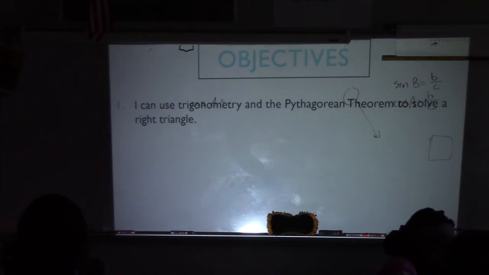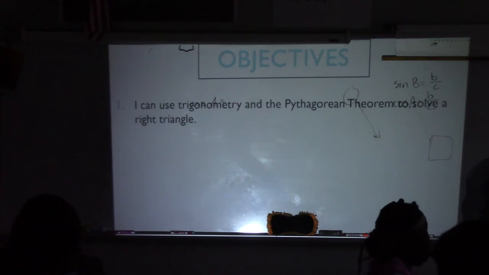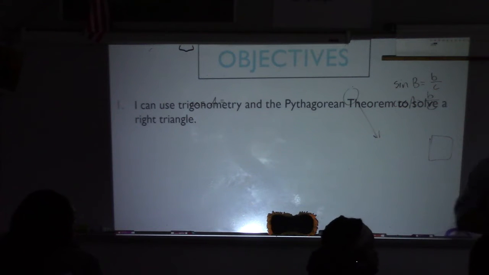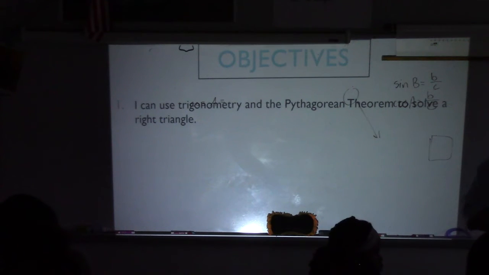Alright, so remember, here are our objectives. We want to be able to use trigonometry and the Pythagorean theorem to solve a right triangle. We talked about this yesterday. What does it mean to solve a right triangle? You have to know all side lengths and angle measures. You have to be able to do both of those things. To solve a right triangle, you have to figure out every side length and every angle measure.